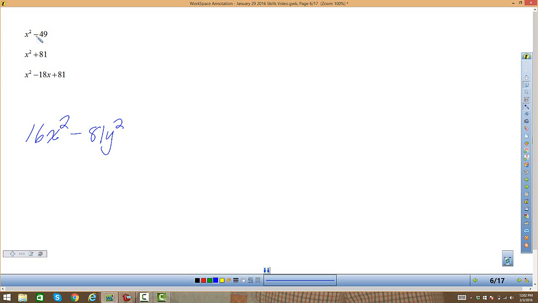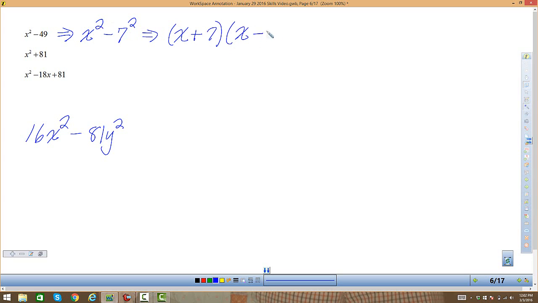So this is x squared minus 49. So I could rewrite that as x squared minus 7 squared. So this is a very important pattern called a difference of two perfect squares. A difference of two perfect squares always factors into the first one plus the second one times the first one minus the second one.